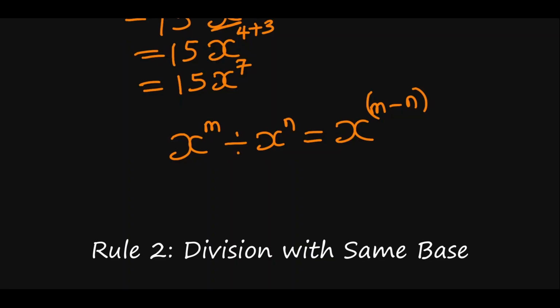Again, this has nothing to do with plus and minus. It is not x raised to power m minus x raised to power n is equal to x raised to power m minus n. No, it is x raised to power m divided by x raised to power n that now gives us x raised to power m minus n. This is very, very important to note because this is one of the common mistakes students make. Please pay careful attention here.